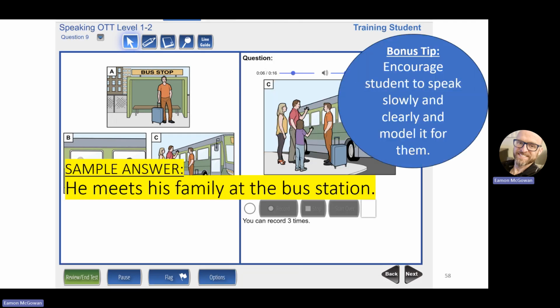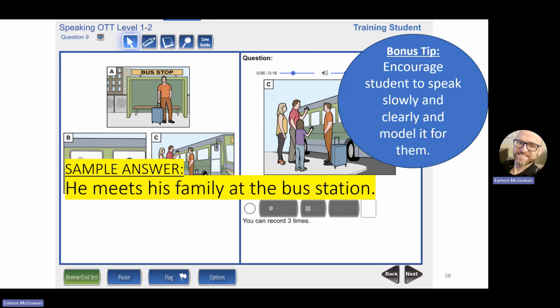We need them to answer the question, yes, but we also need them to use proper grammar. And finally, you can see here he meets his family at the bus station. Now, this is a speaking test, so please encourage your students to speak slowly and clearly and model it for them. He meets his family at the bus station. Great opportunity to teach sentence stress, right? Look for those verbs. He meets, right? Look for those nouns. His family at the bus station. Really encourage your students to speak slowly and clearly.